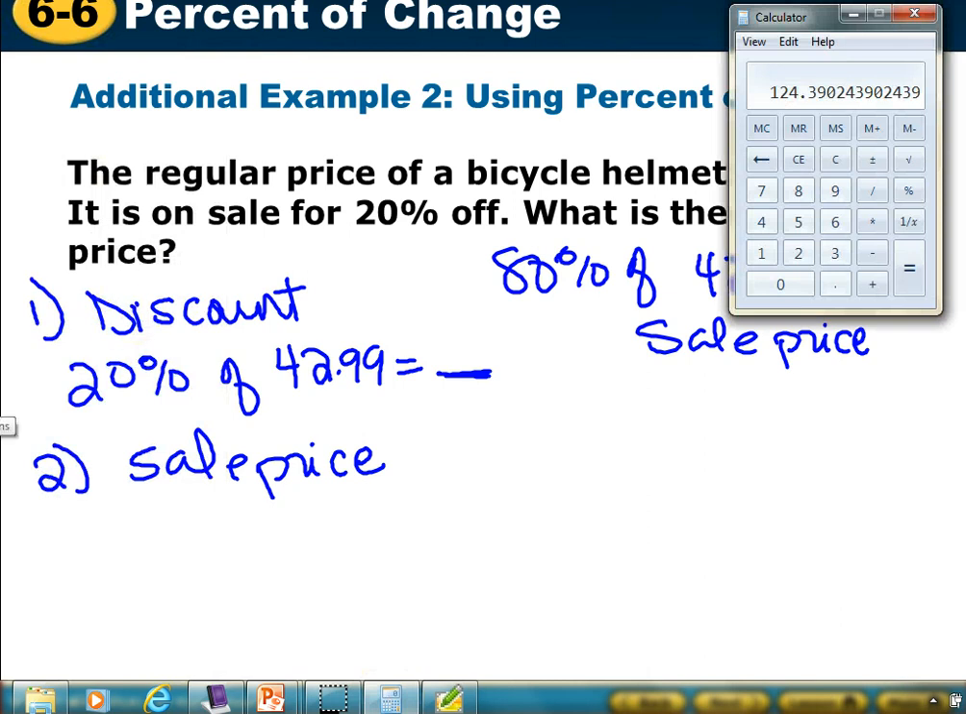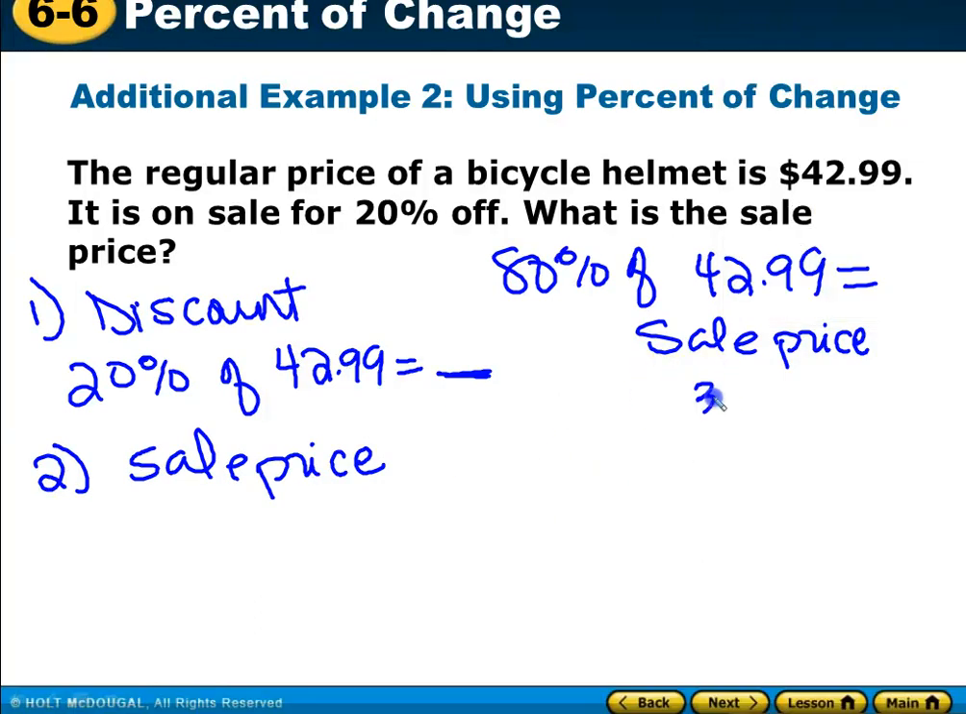Alright, so here using 20%, 80%. So I will do 0.8 times, how much was it? $42.99. And that will tell me we are paying $34.39. That is after they take out that 20%.